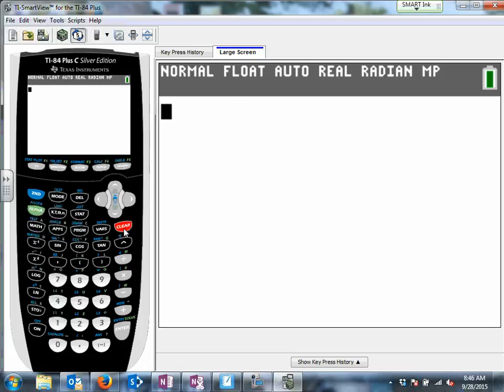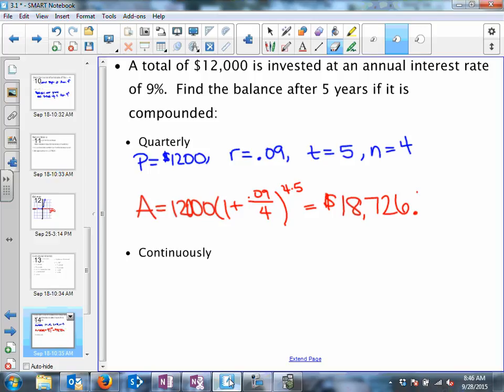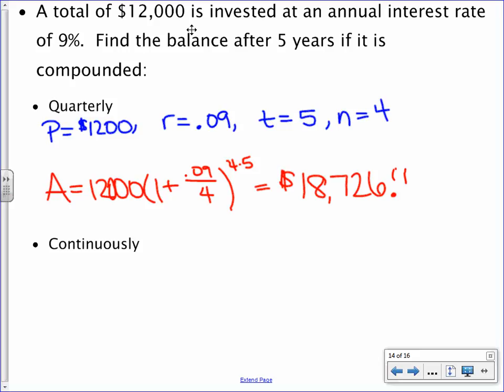Okay, we should have 12,000 times 1 plus 0.09 divided by 4 raised to the 20th power. All right, now, if we invest money and if the interest is compounded quarterly, that's what we get.